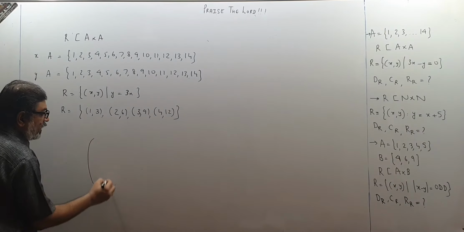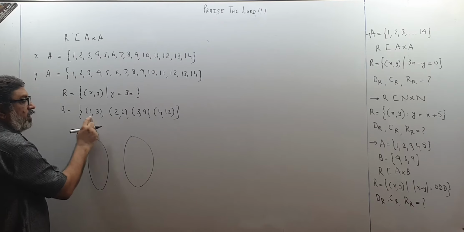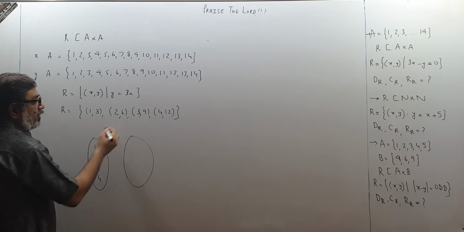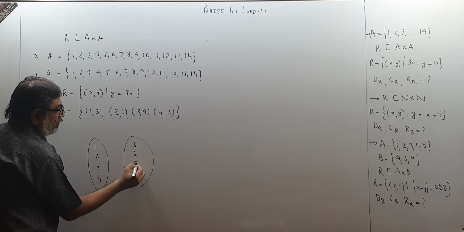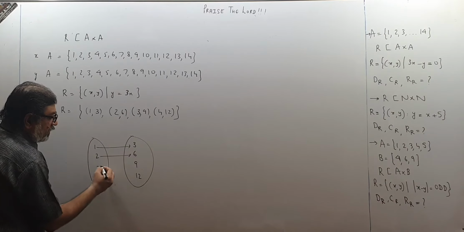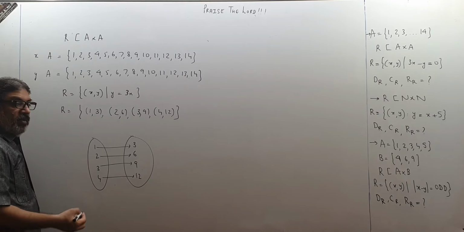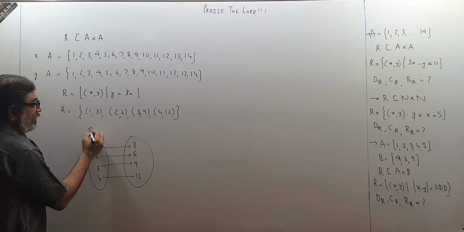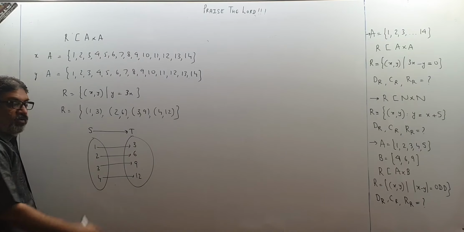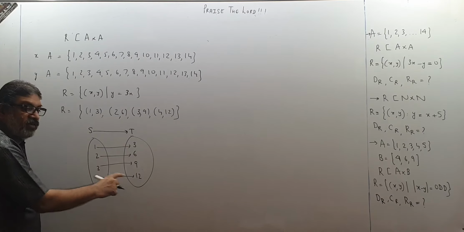Let us draw them in an arrow diagram. See, the first elements are only 1, 2, 3, 4. And what are the second elements? 3, 6, 9, 12. So 1 corresponds to 3, 2 corresponds to 6, 3 corresponds to 9, 4 corresponds to 12. So children, please remember, let me call this set S and this set T. So R is a relation from S to T actually now. This will be the domain and this will be the range.